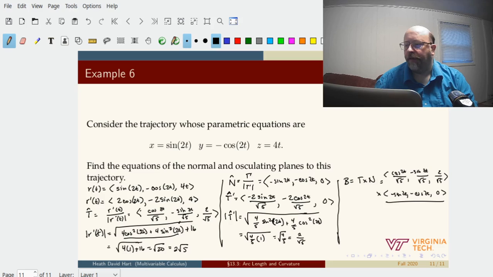All right, when we cross these in the x-coordinate, we get 0 plus 2 over root 5 cosine of 2t. In the y-coordinate, we get 0 minus sine of 2t over root 5 times the sine of 2t. This would normally give me plus, but in the y-coordinate we change the sign. In the z-coordinate, we get negative cosine squared of 2t over root 5 minus sine squared of 2t over root 5. So that's got to be negative 1 over root 5. So that's your binormal vector.